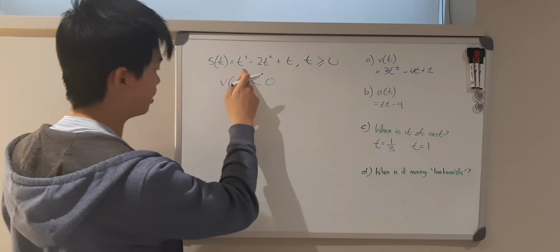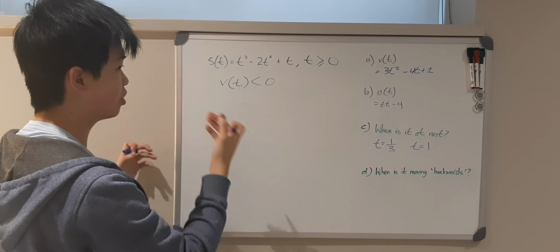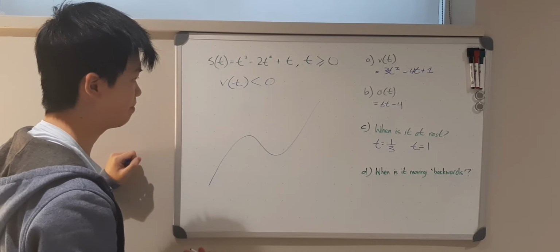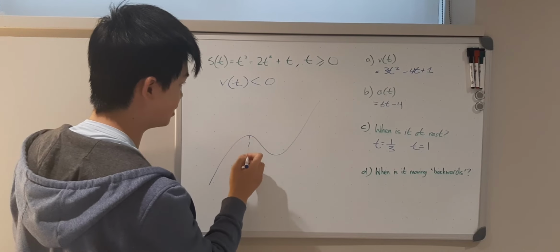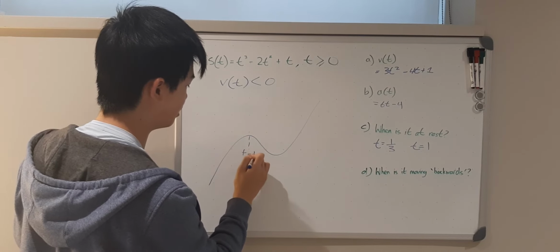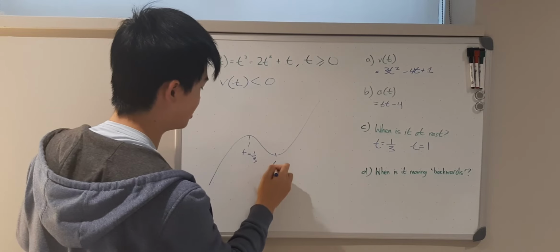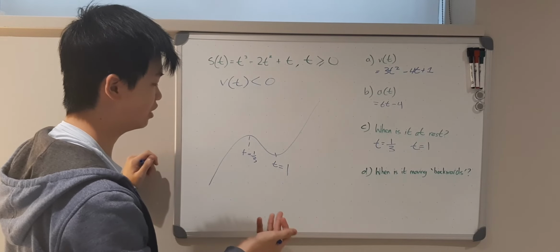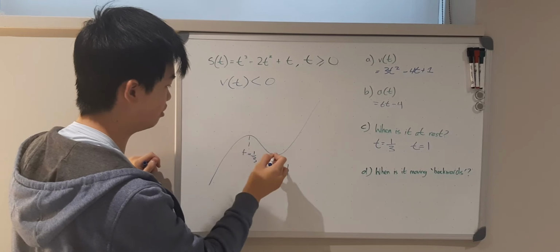So we know this is a cubic function, and since a is positive, it's 1, it's going to look something like this. And we know that this is t equals 1/3. This is t equals 1. So it must be moving backwards, or in the negative direction, between these 2 points.